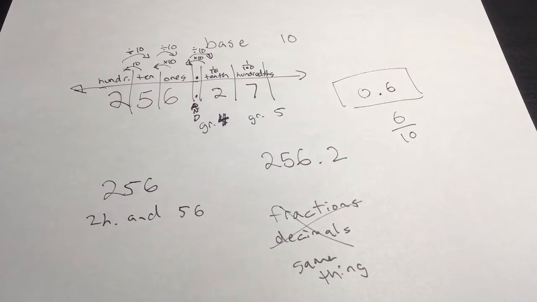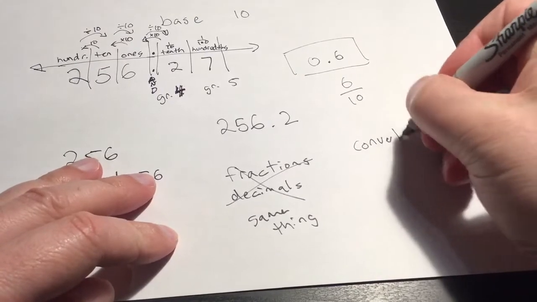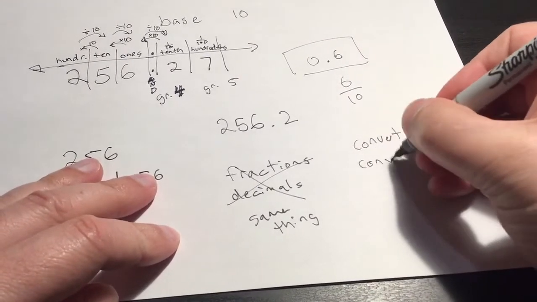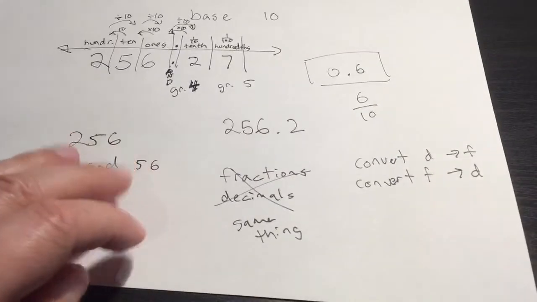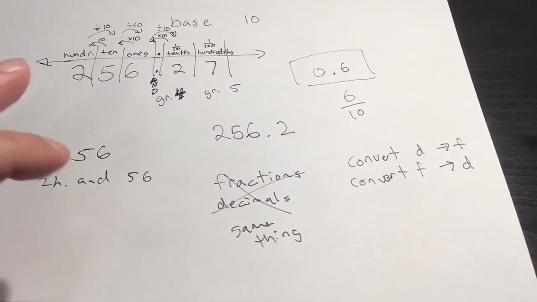That's really half the job, because the things that you need to do in grade 4 and 5 are convert decimals to fractions and convert fractions to decimals. Well, converting a decimal to a fraction is easy if you say it right. It's super easy.